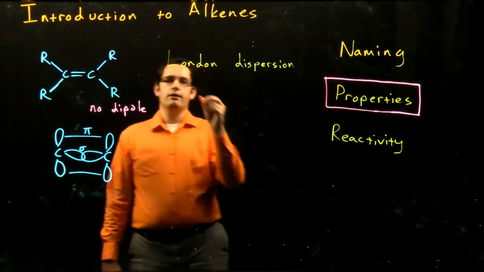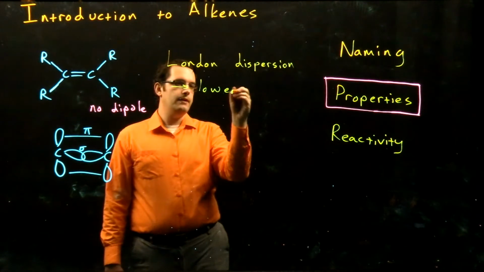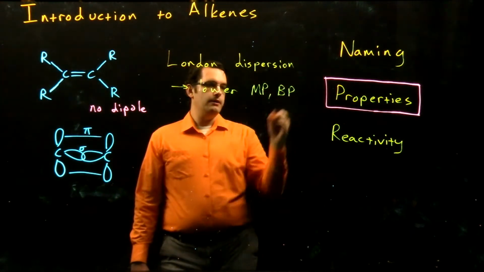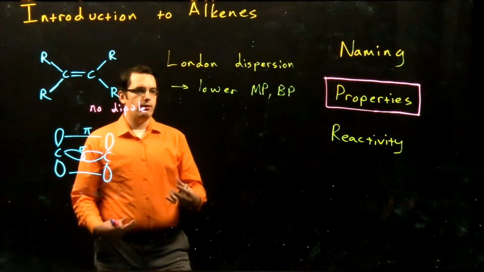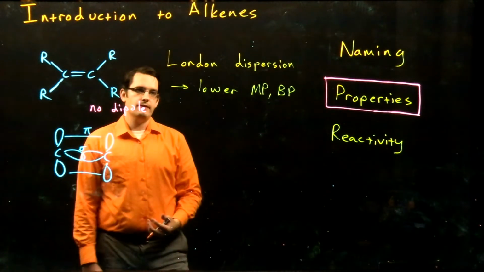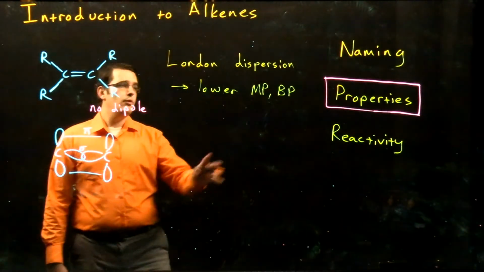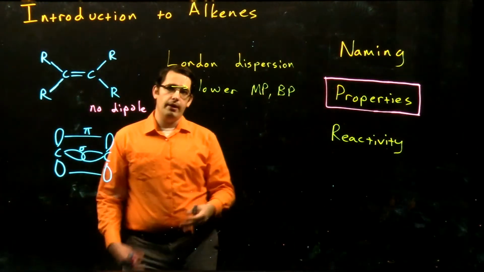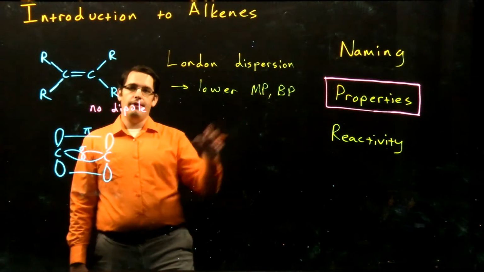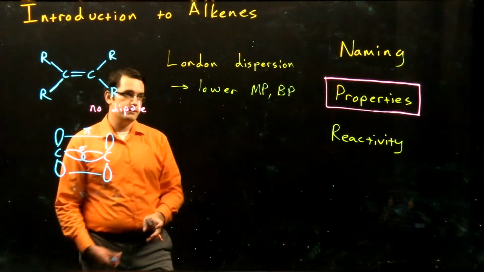which of course then translates to lower melting points and boiling points, compared to things like alcohols, right? Alcohols, we can have hydrogen bonding, which then leads to higher melting points and boiling points. As we discussed before with alkanes, we can still have large melting points and boiling points for very large alkenes, but overall they'll have lower boiling points compared to alcohols of similar sizes.